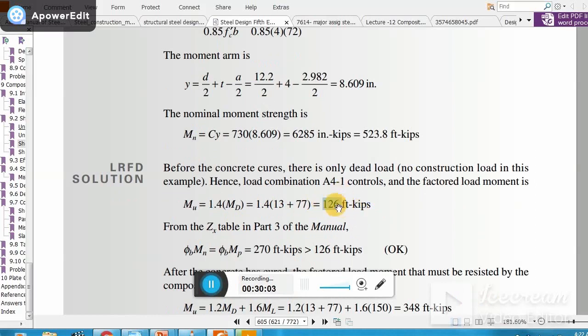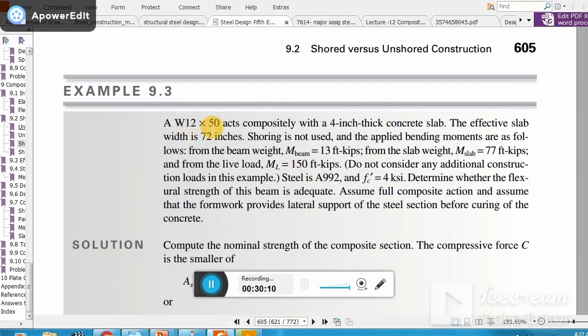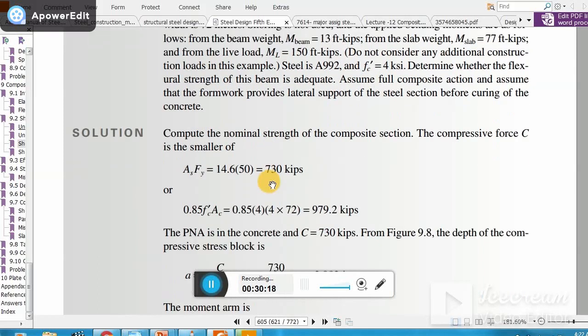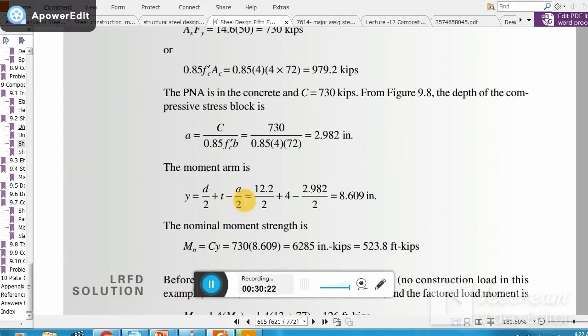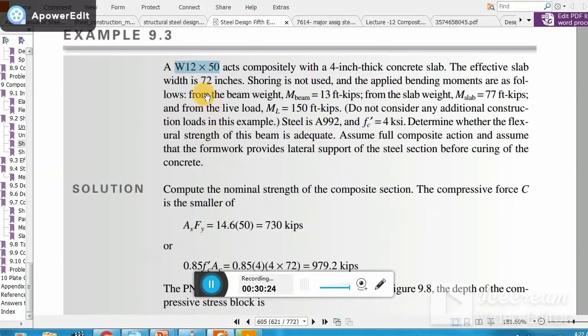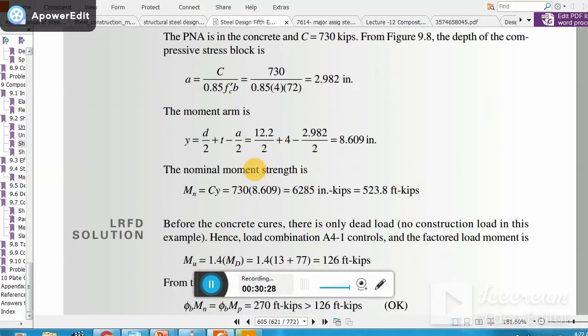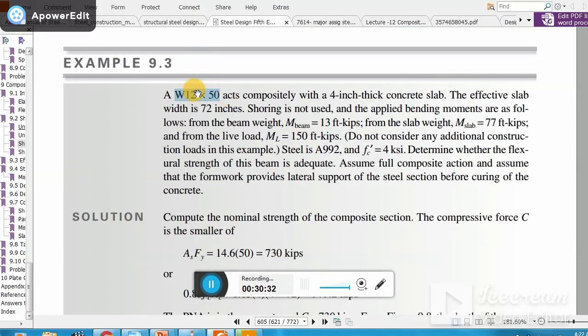Now you have to find the strength of this section. You have the section that is W12x50. You need to go to the manual and choose from your Zx table. From your Zx table, as the section is, you go to the Zx table and search this section.